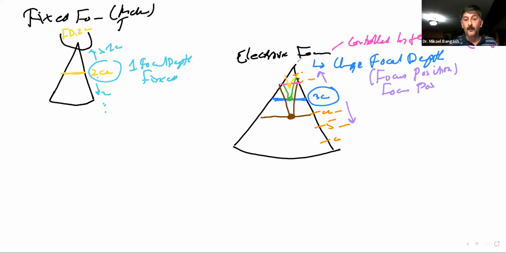Clear? And why mainly? Because in this system, what we mainly will have is not going to be a fixed focusing. But rather all focus is now going to be more electronically controlled. Any questions?